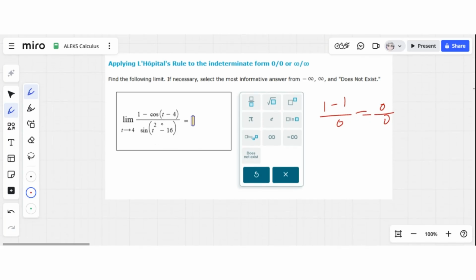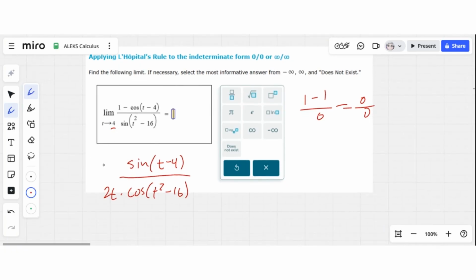So let's take the derivative of the top and the derivative of the bottom. Taking the derivative of the top, that 1 is a constant, so it's going to go away. The derivative of the cosine is the negative sine. Since I have a negative cosine here, that'll be the sine of t minus 4. I didn't bother applying the chain rule because when you take the derivative of t minus 4, it just comes out to 1. Let's try the bottom. Here, the derivative of the sine is the cosine, so I'm going to have the cosine of t squared minus 16. I do need to take the derivative of that to apply the chain rule, so that's going to be 2t. So 2t times the cosine of t squared minus 16.